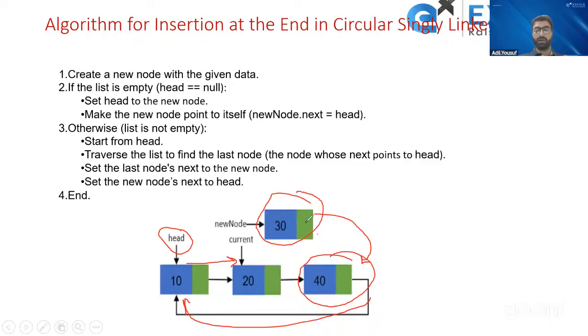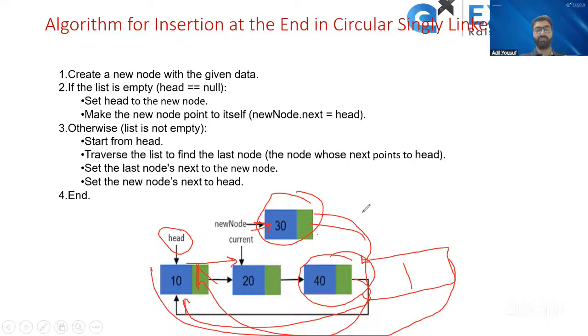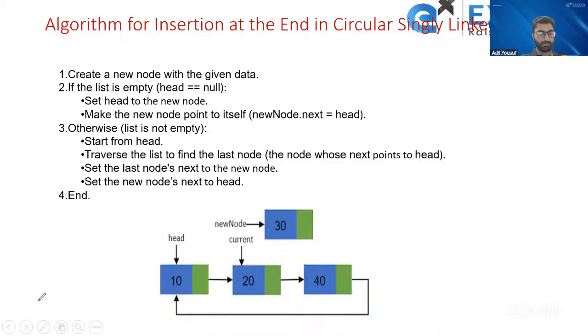In order to append this node to it, what will I do? I will set temp dot next equivalent to new node and new node dot next equivalent to head. This way I am inserting this node here and now this will point to head. So this way we are actually inserting a new node. Any questions? Okay, fine.